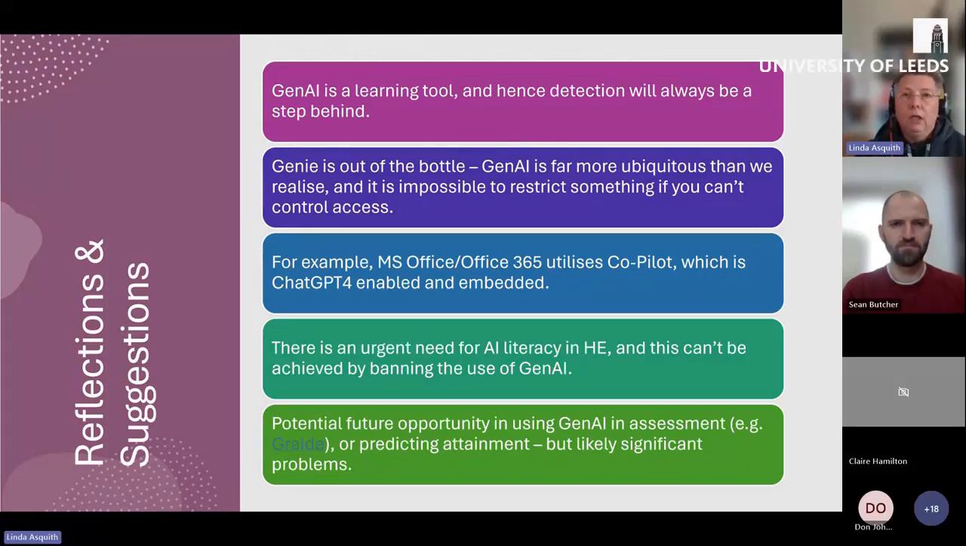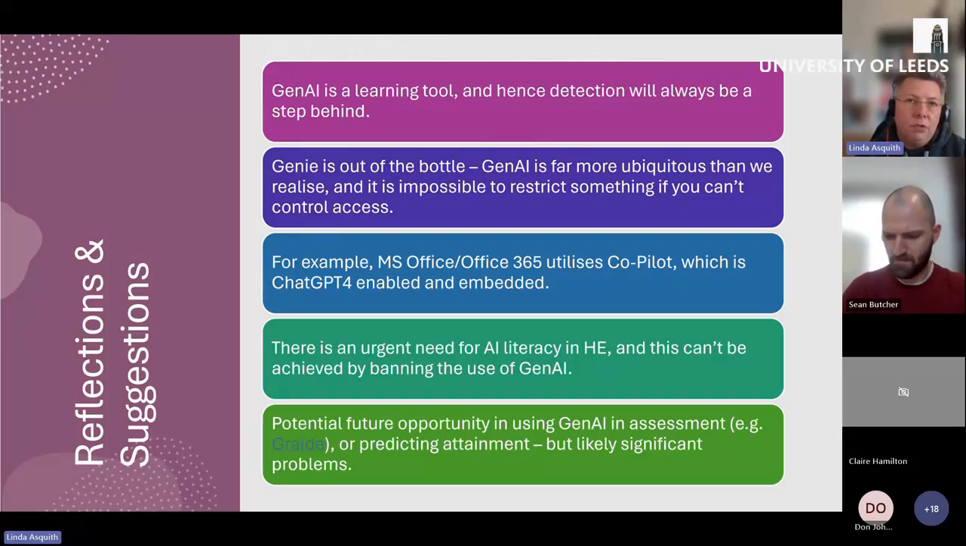So, for example, Microsoft Office 365 uses Copilot, which is their generative AI engine, part of Word and all the other Office applications. And that's ChatGPT-4 enabled and embedded. So you can pay more for GPT-4, but you will probably have seen it if you've been writing anything in Word, that it comes up with suggestions, and increasingly now I've noticed it comes up with more complex suggestions. Rather than just completing a very normal sentence that you can predict, it's coming up with more complex suggestions now.